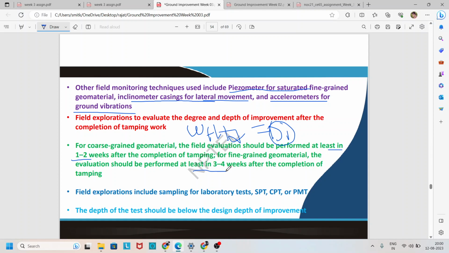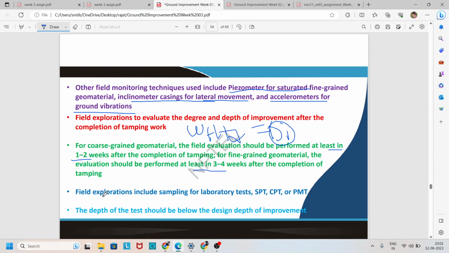But in case of cohesive soil, that is fine-grained soil, the inspection occurs at least after 3 to 4 weeks. More time is required because thixotropy occurs. The time is required for dissipation of excess pore water pressure. So more time is also required in case of fine-grained soil.